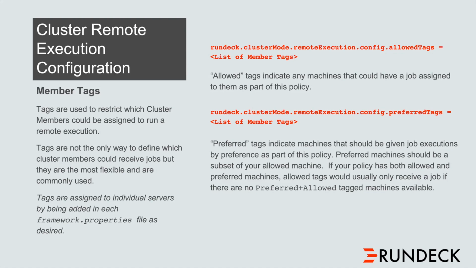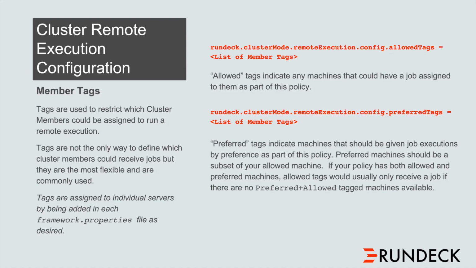And I'll show you an example of that in a little bit. There's two types of tags for members. Allowed tags are any machines that could have a job assigned to them. And then there's preferred tags. Preferred tags are the ones that you would like to give the job to if they're available. Remember that preferred needs to be a subset of allowed.